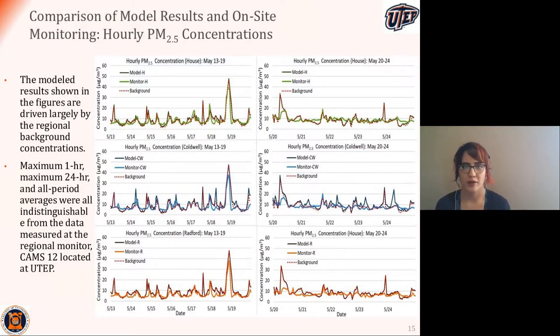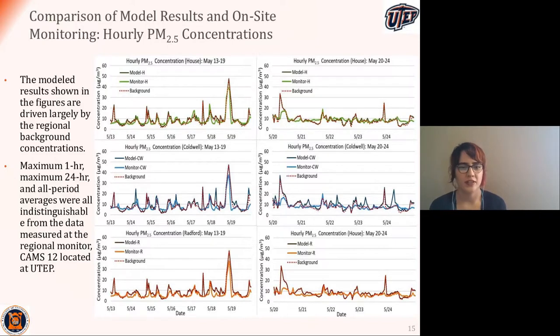Here we show the model to monitor time series comparisons of PM 2.5 emissions during the study period. The figures are divided into two weekly periods. The elements labeled with model are those that include model results through AirMod and the background. So model H, for example, is the error model results and the background value. And then monitor is what we monitored with our GRIM monitor.